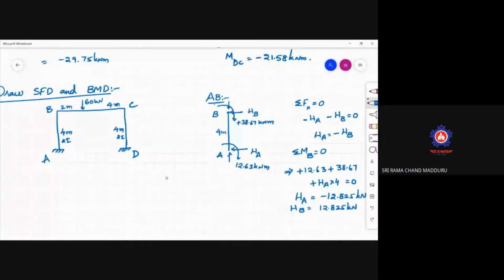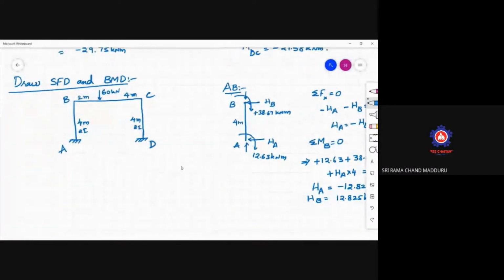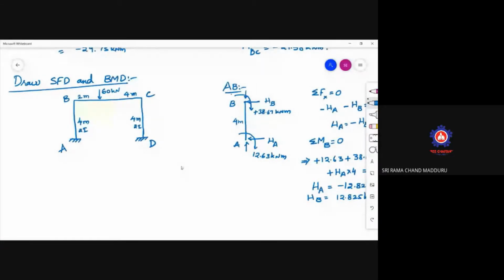Now we will go to the free body diagram of BC. This is the B portion, this is the C portion. Here, a load of 60 kilonewtons is acting. A load of 60 kilonewtons, this is 2 meters, this is 4 meters. Now you can consider this is RB, this is RC.